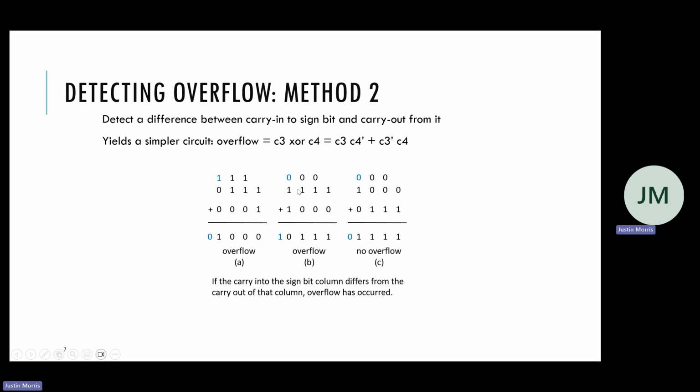So same thing here. I'm not going to go through the math on this one, but we see the most significant carry and the carry out, XOR them. It gives you 1 again. So this is also overflow. And then here, most significant carry, the carry out, the XOR of this is 0. So there's no overflow.